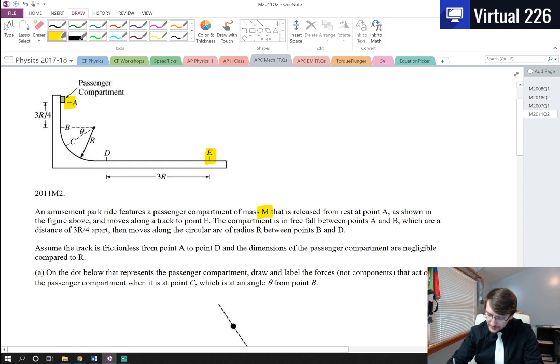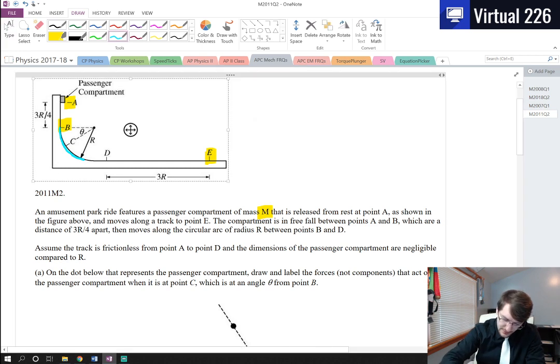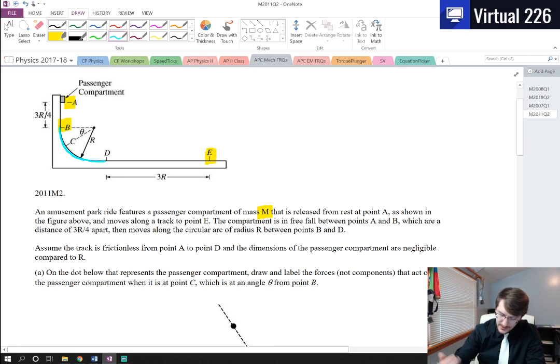It's falling in free fall between points A and B, but as soon as it hits point B, it starts going around this curve right here. And as it hits this curve, it's a perfectly circular curve, but there's still no friction. And then it moves down the curve to point D, and then it just slides horizontally flat out to E.